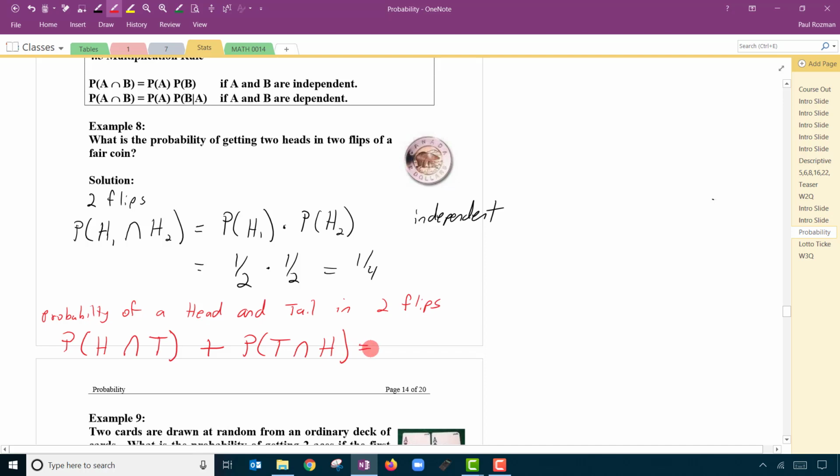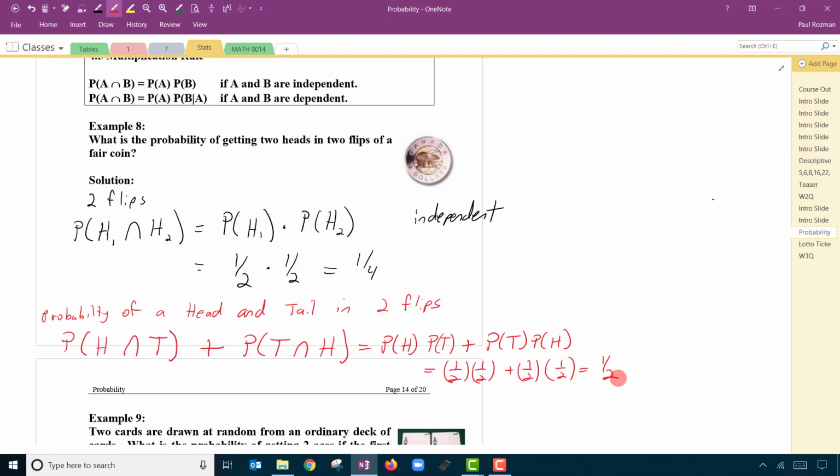So the first, and they're independent. So I can do probability of head times probability of tail plus probability of tail times probability of head. And they're all 1/2. So we actually end up with a total of 1/2, which seems weird that it's easier to get a head and a tail than it is to get 2 heads.